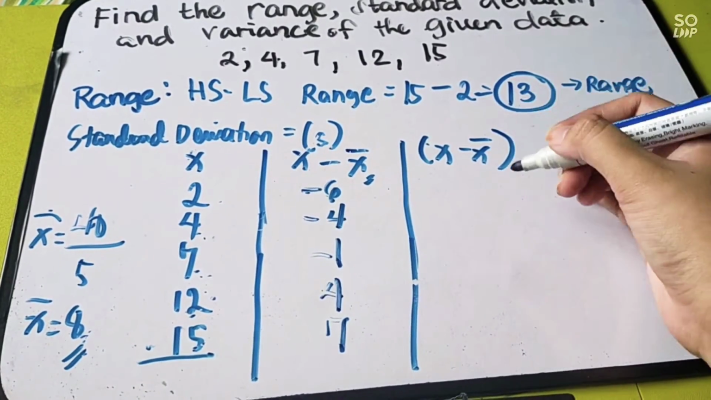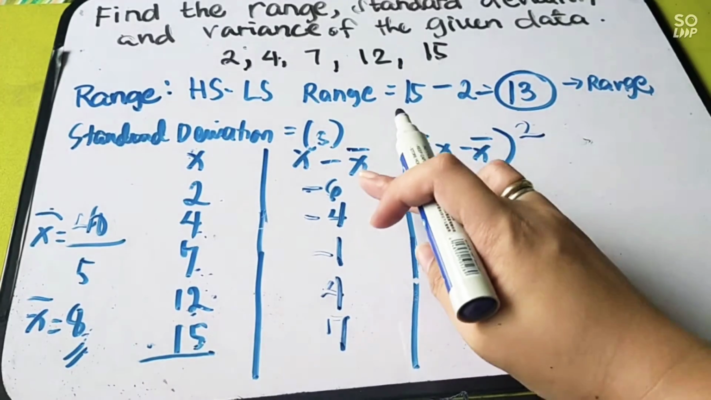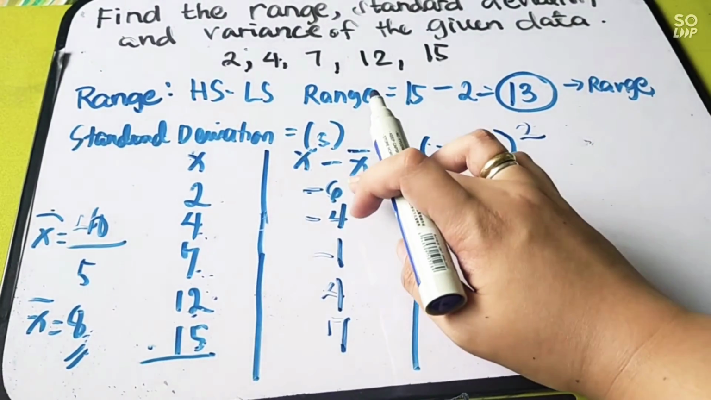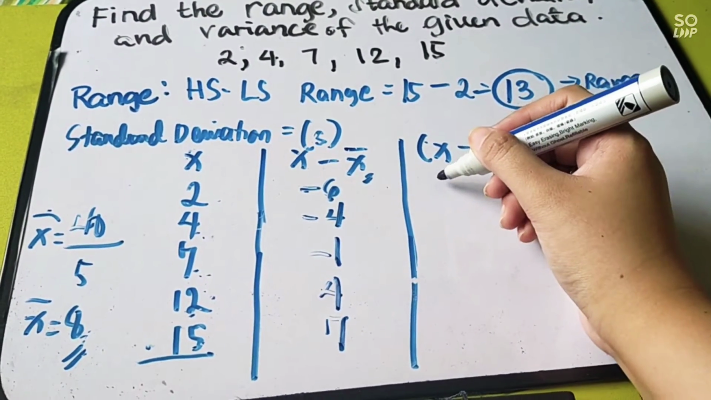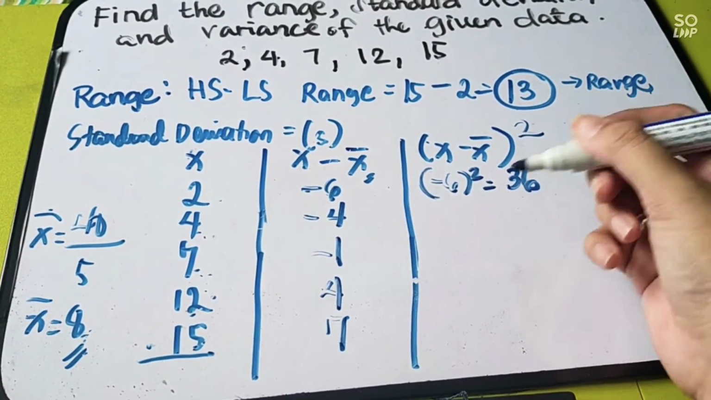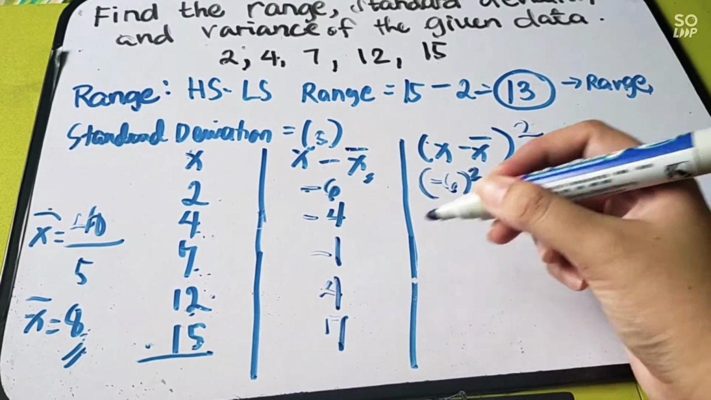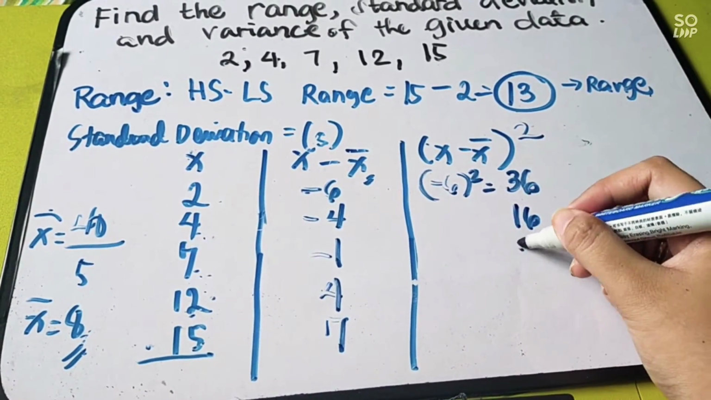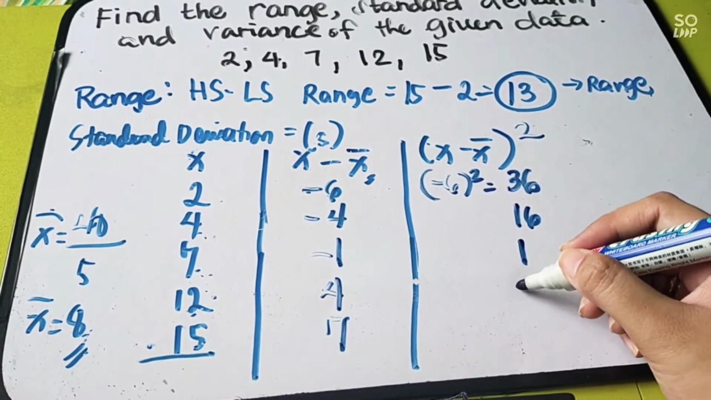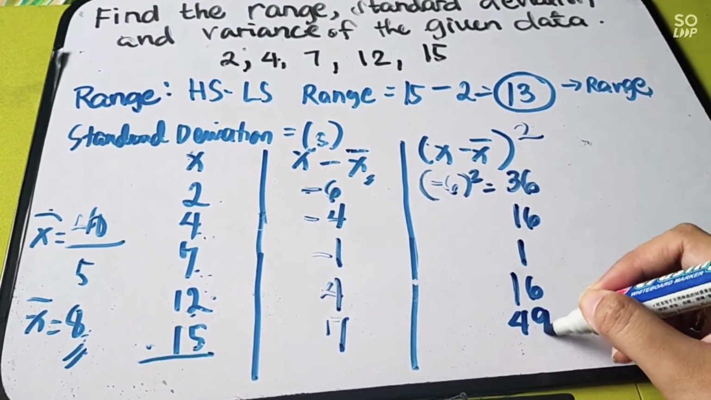Next, we have here the squared of x minus the mean. So, since squared of x minus the mean, squared mo lang to. Meaning, negative 6 squared. Ganun lang. So, ang sagot dyan ay 36. Next, negative 4 squared. The answer here is 16. Negative 1 squared. The answer here is 1. 4 squared. The answer is 16. 7 squared. The answer here is 49.